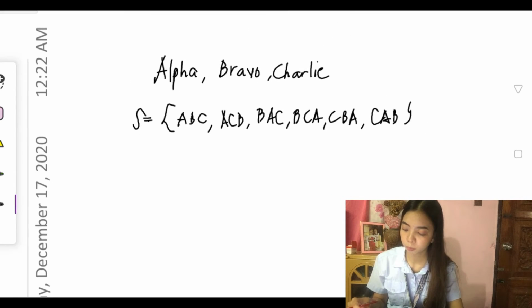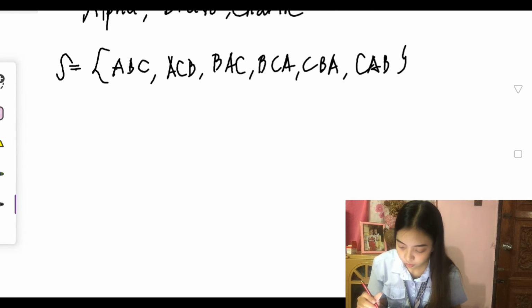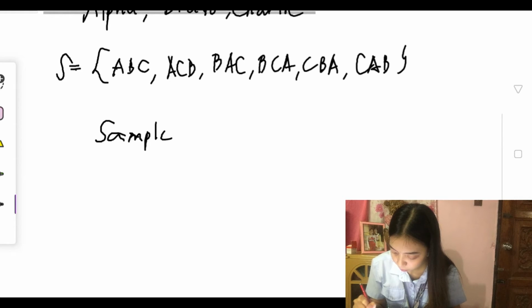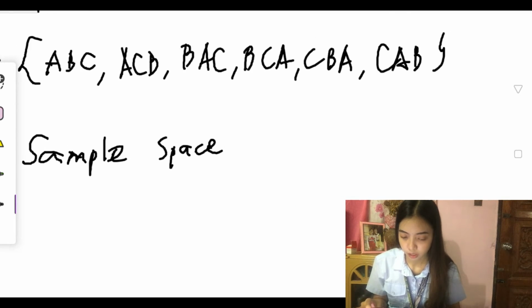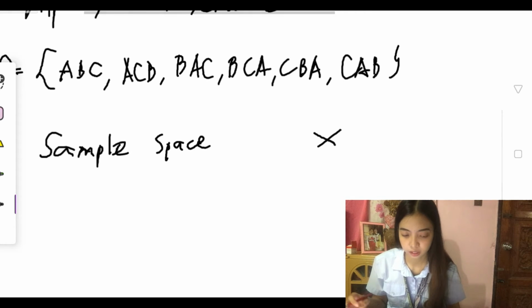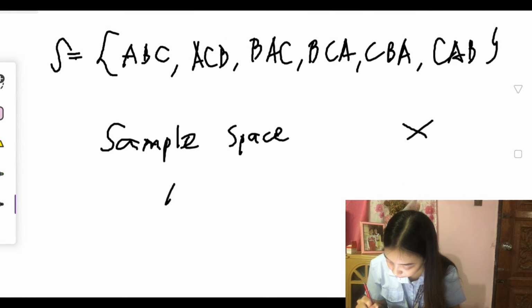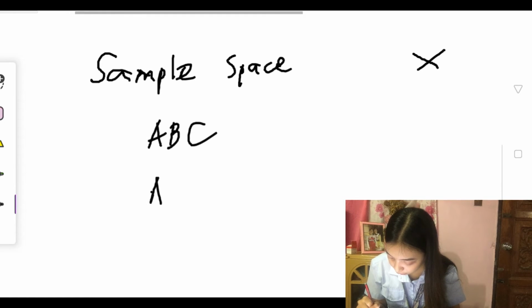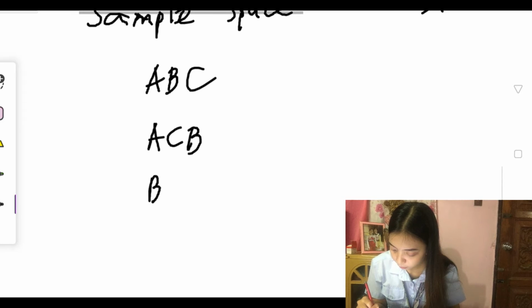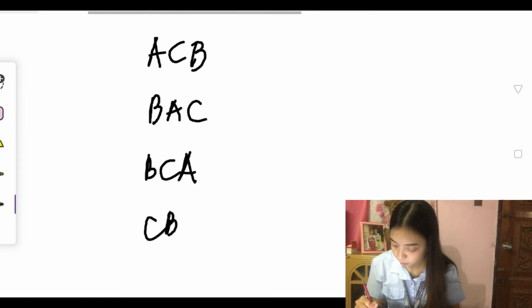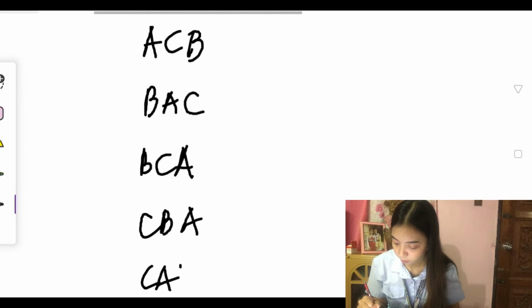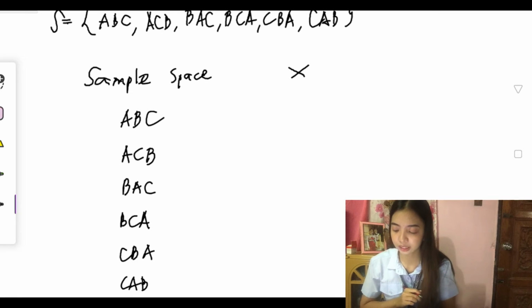So now, we're going to make the table. Sample space and random variable X. So ABC, ACB, BAC, BCA, CBA, and CAB. So there are 6 sample points.